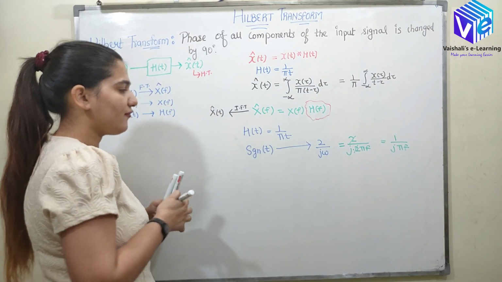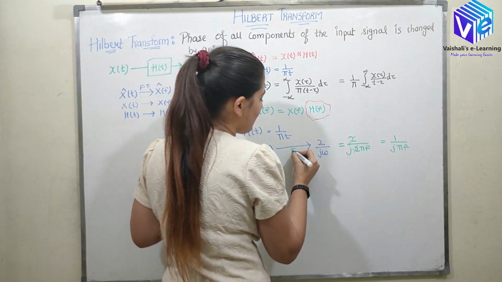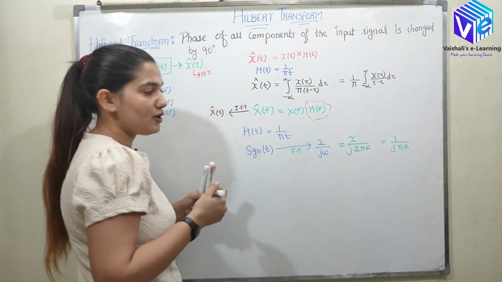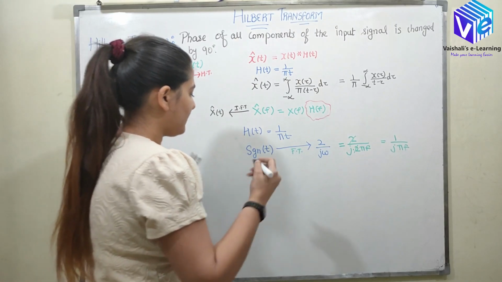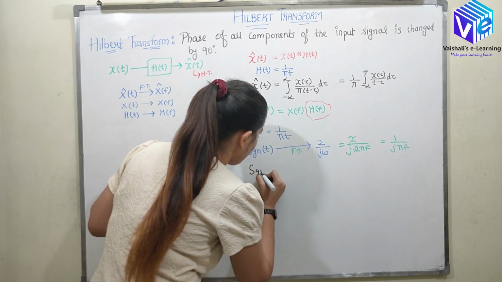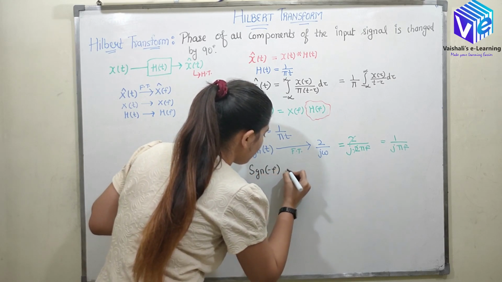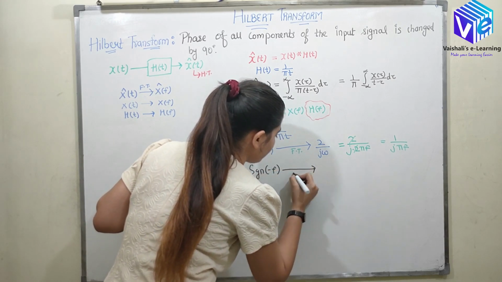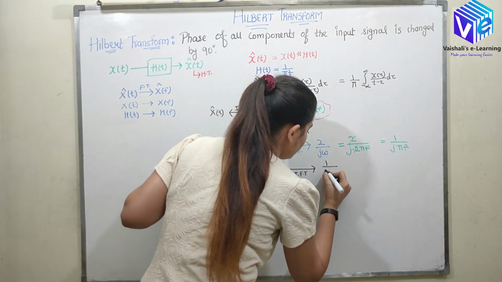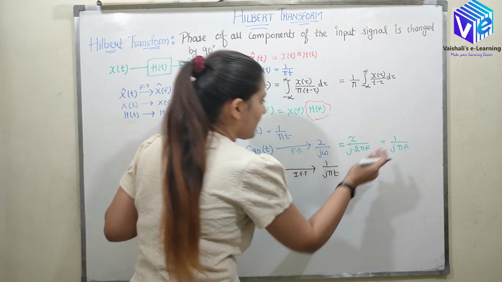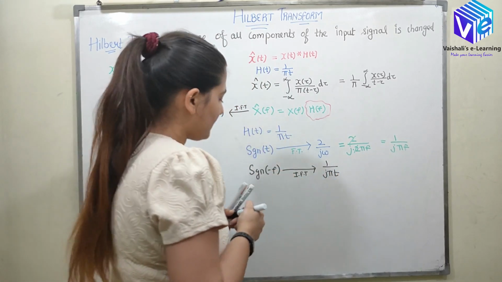Now I know the Fourier transform of signum of t, which is 1 upon j pi f. Now with the help of the duality principle, signum of minus f is the inverse Fourier transform of 1 upon j pi t. So I converted f to t.